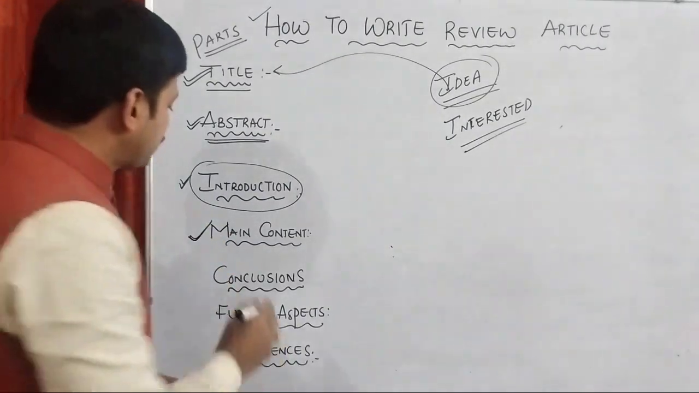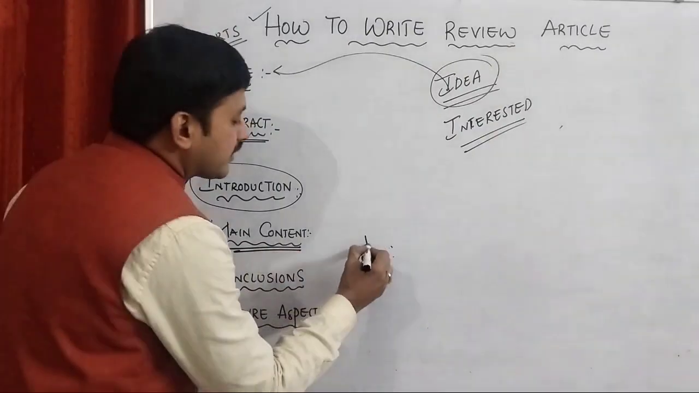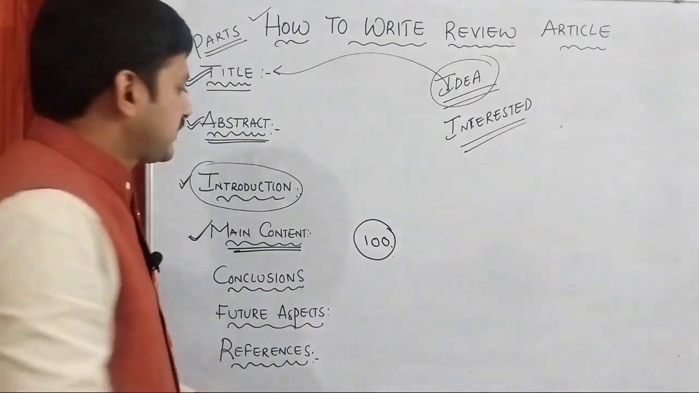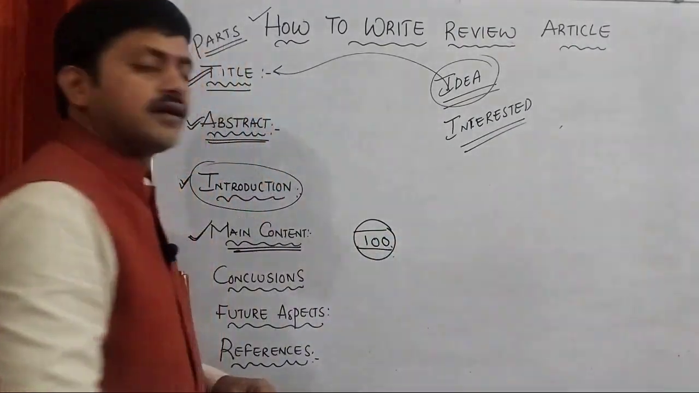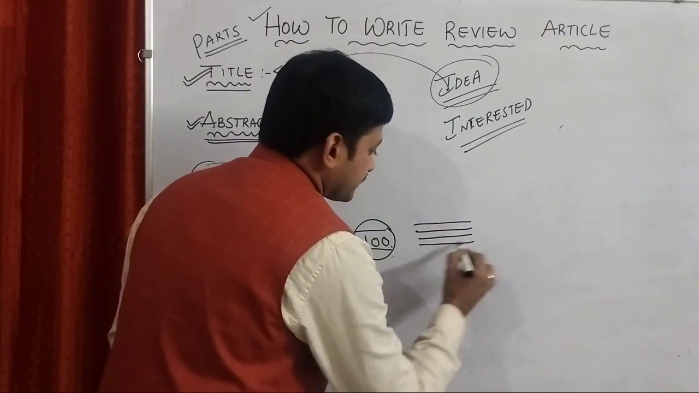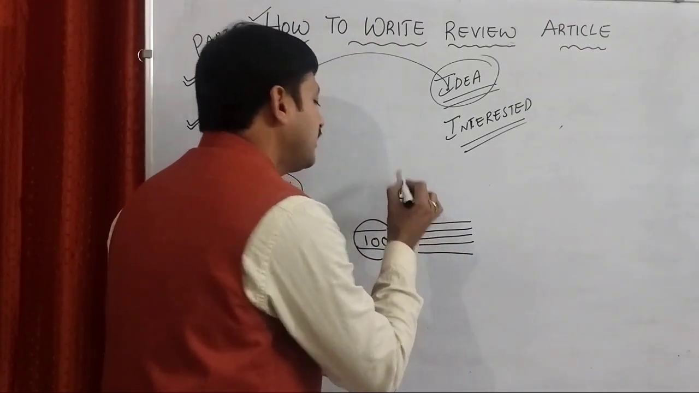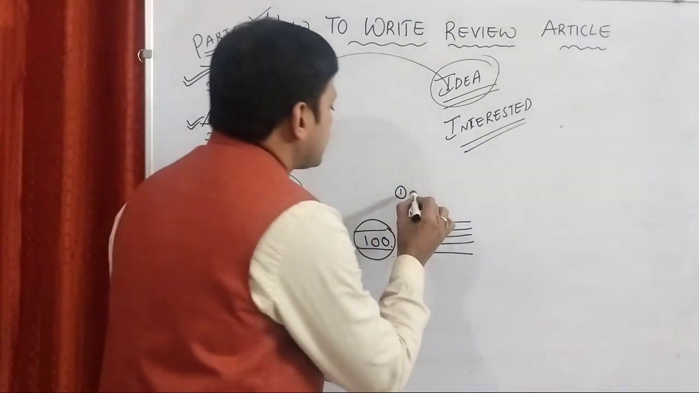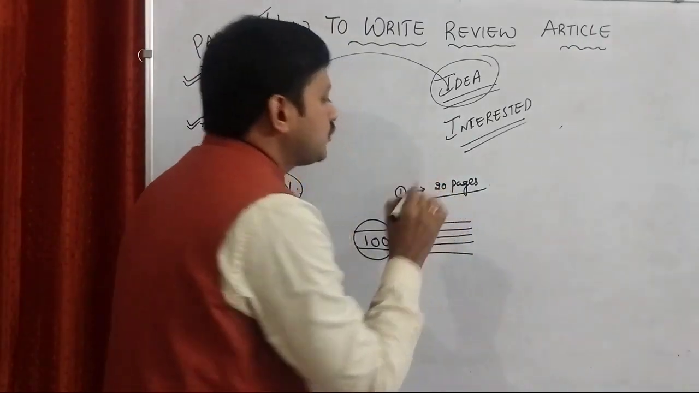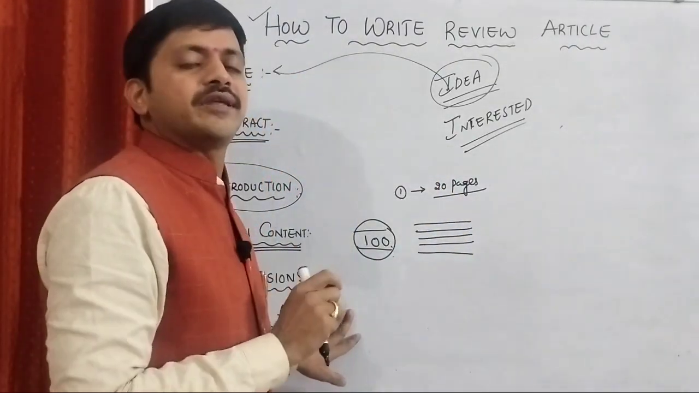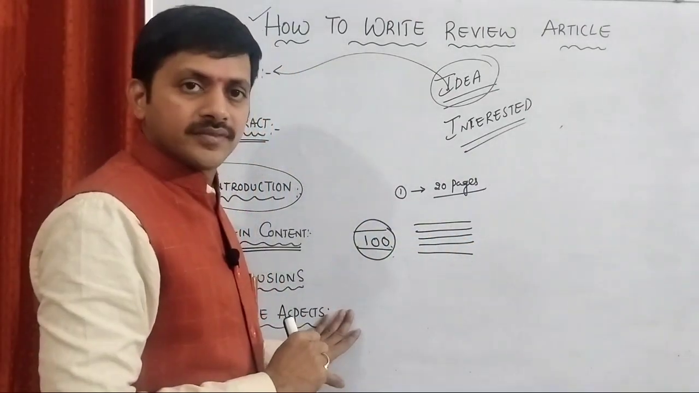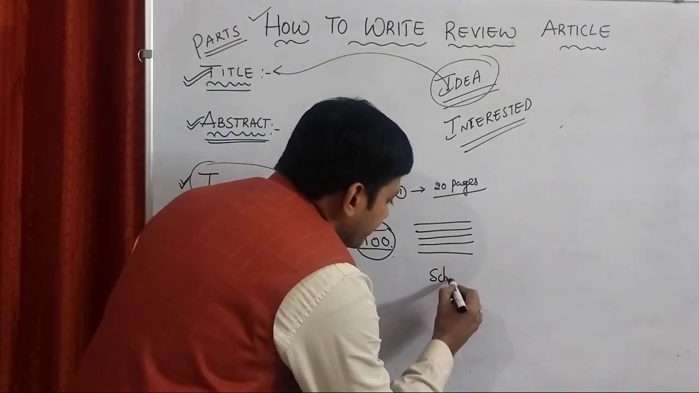Main content. This is very, very important. In the main content, what happens? Whatever 100 articles you have downloaded, the particular data from these 100 articles can be written in the form of paragraphs. So you need to start with the first article. Assume that the first article has 20 pages. We need to thoroughly read all 20 pages and summarize the data in the form of a paragraph. After that, we should give a scheme.